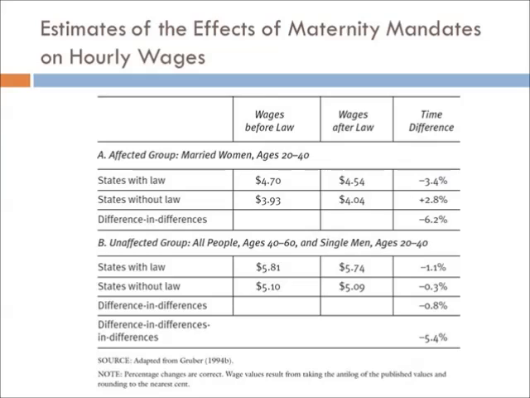The idea is that the wage changes in the unaffected states and similar but unaffected individuals would be controlled for by other factors at work in the states and the local markets. The results are interesting. If you look at the top of the chart, the married women aged 20 to 40 in states that enacted the law had wage decreases of 3.4%. Married women ages 20 to 40 in states that did not enact the law had a wage increase of 2.8%.